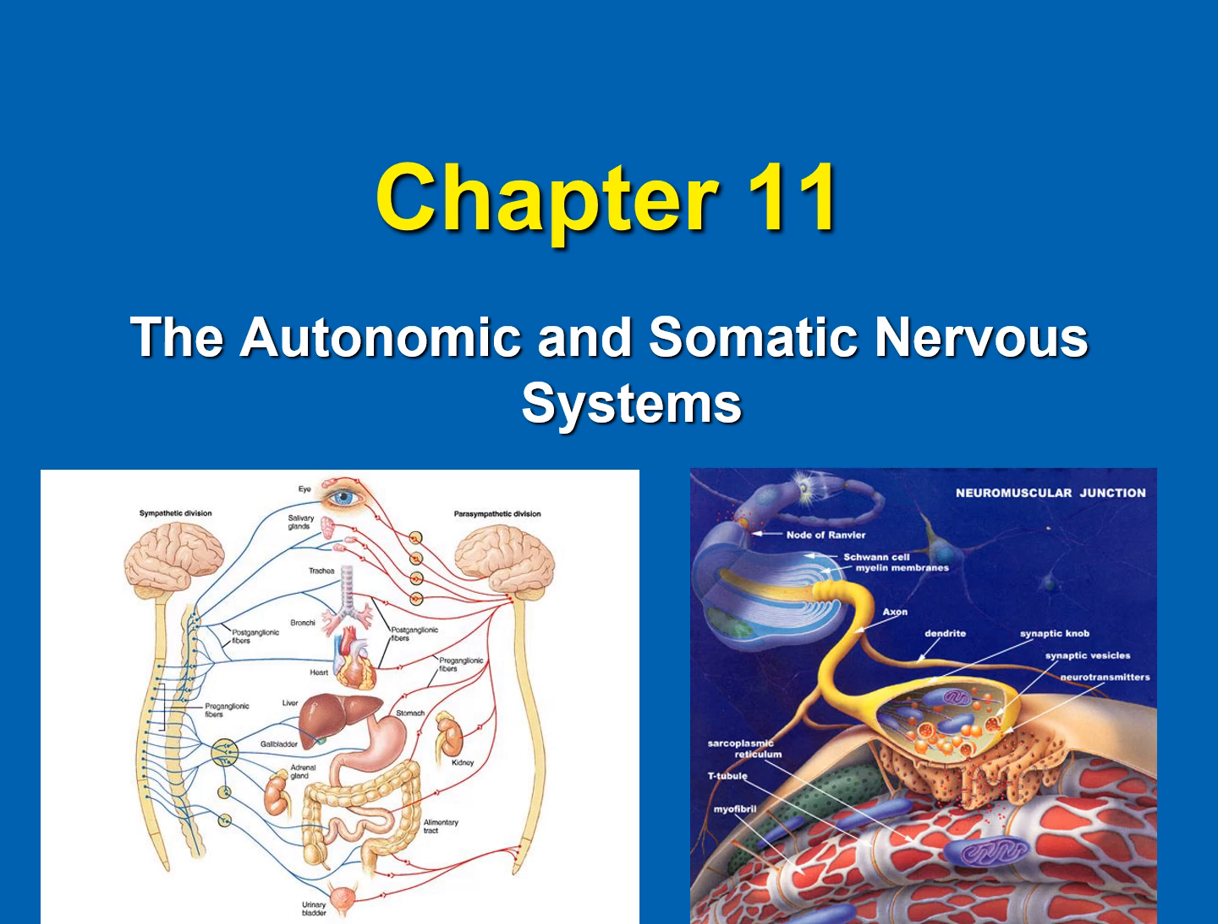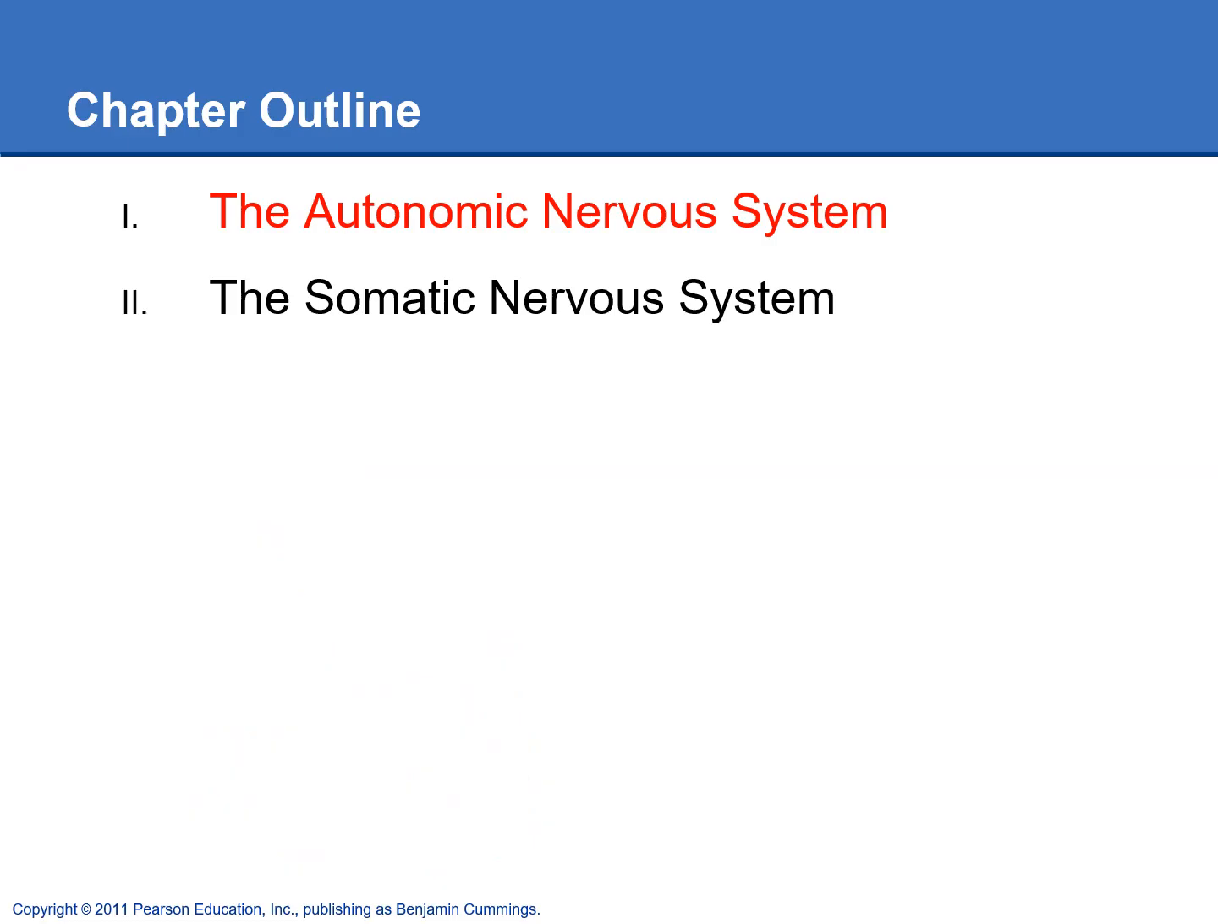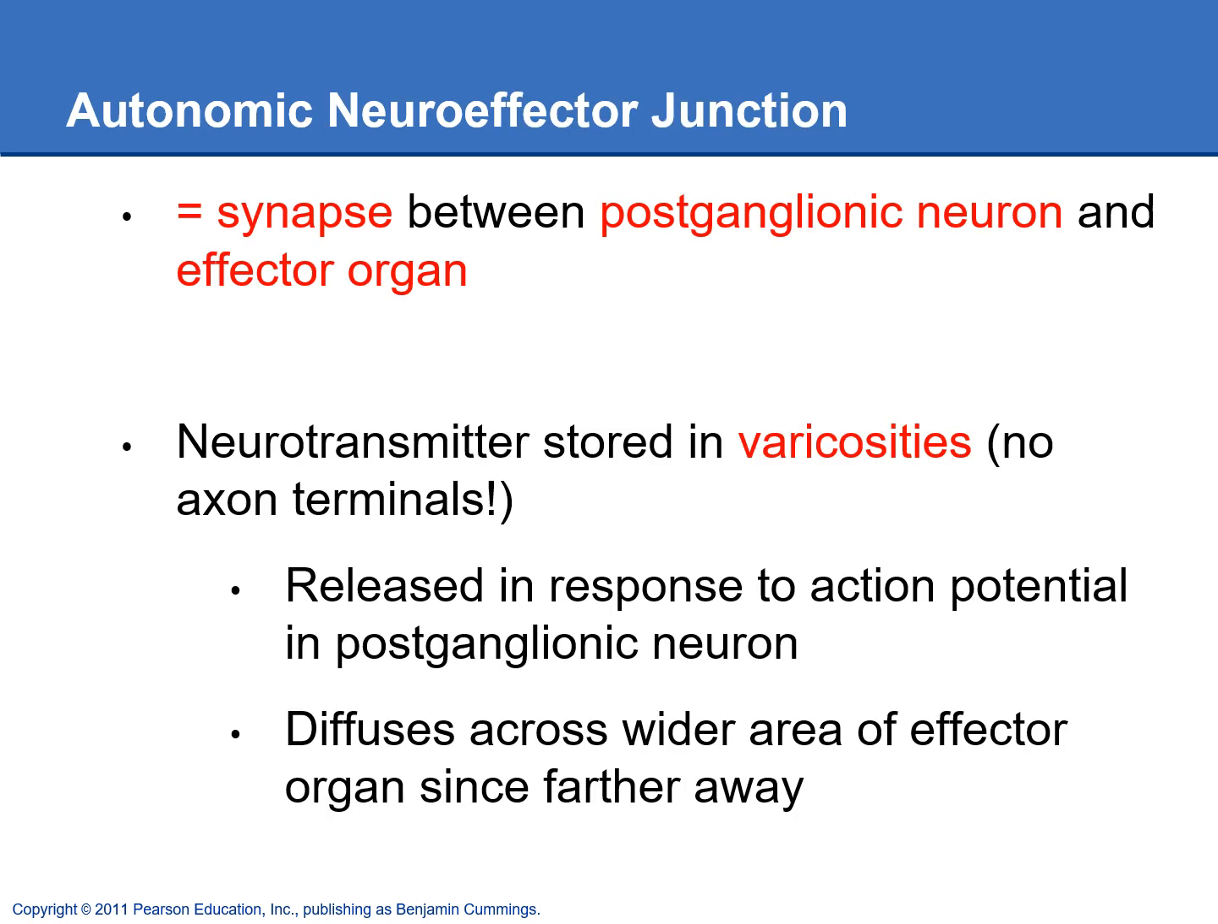We're going to take a look at the synapse between the autonomic postganglionic neuron and the effector organ, autonomic regulation, and then comparing the sympathetic and parasympathetic nervous systems in this lecture. So the autonomic neuroeffector junction is just the synapse between the postganglionic neuron and the effector organ. So we're going to change names here. Instead of calling the end of the postganglionic neuron the axon terminal, we're going to call it a varicosity. Okay, so we've just got a different structure here.